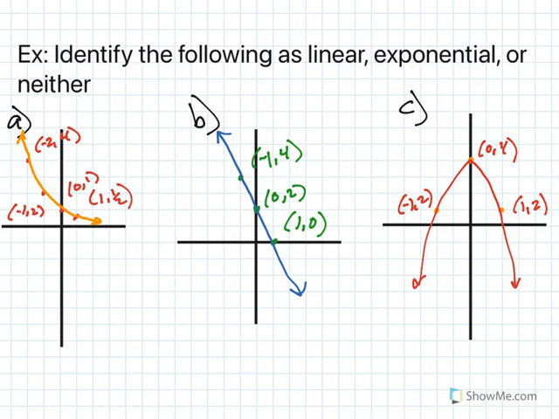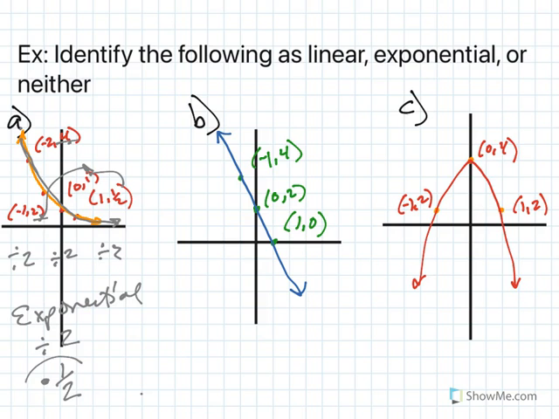All right, let's identify the following as linear, exponential, or neither. It's important that as you're looking at these, you do check your ratios. When we're looking at the one here on the left, the letter A with this curve that goes down, if we look left to right, from 4 to 2, that's dividing by 2. From 2 to 1, I divide by 2. From 1 to 1/2, I divide by 2. So this is exponential, and we could say divide by 2, but often we talk in terms of multiplication. Dividing by 2 is the same as multiplying by the reciprocal, or multiplying by 1/2.